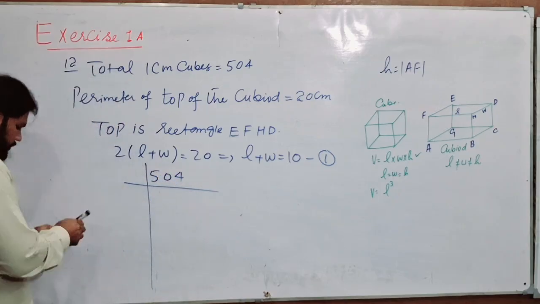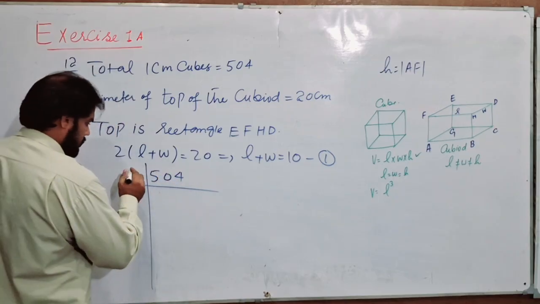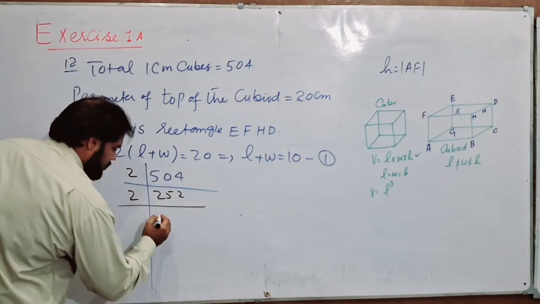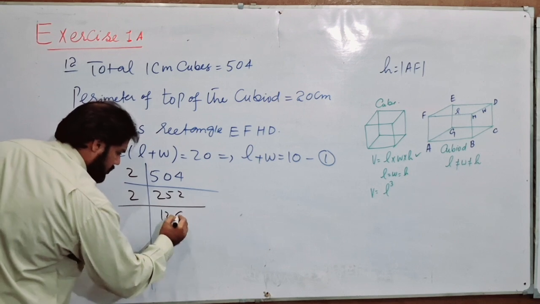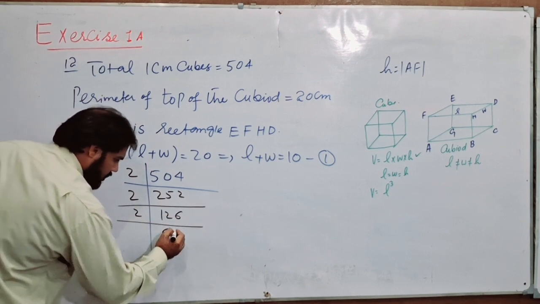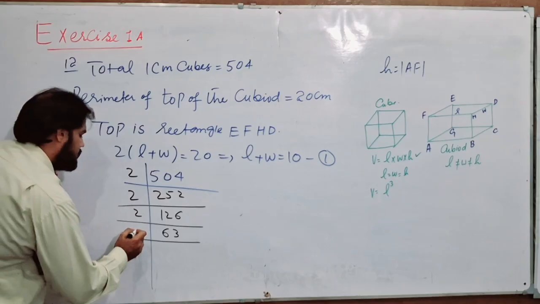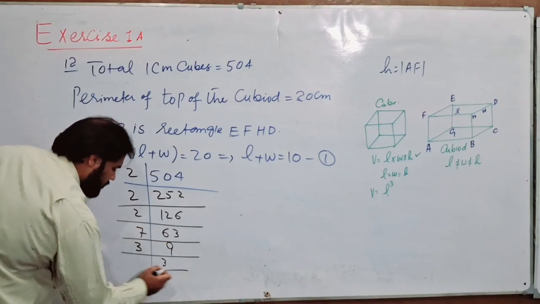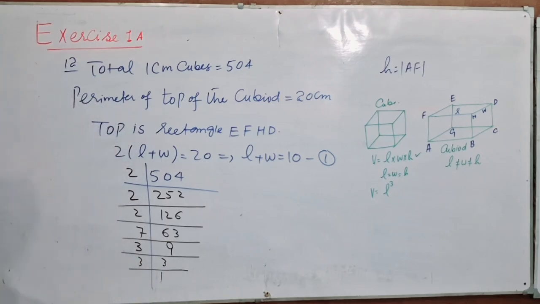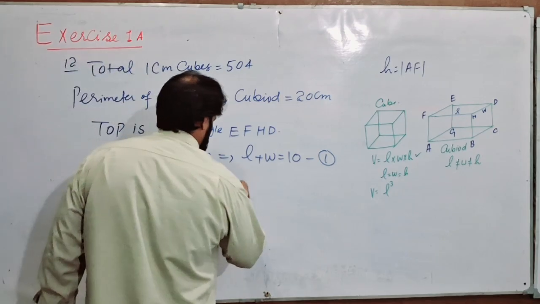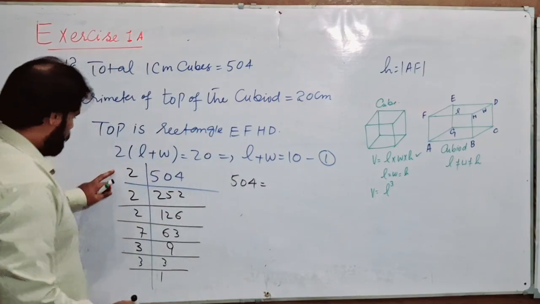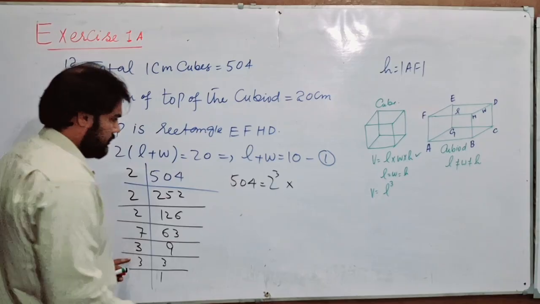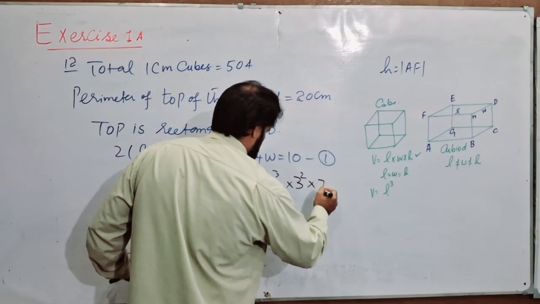504. 2 fours are 8... 2 sixes are 12, 2 threes are 6, 7 nines are 63, 3 threes are 9, 3 ones are 3. So the prime factorization of 504 is: 2 appears 3 times, so this is 2 cube; 3 appears 2 times, this is 3 square; and 7 appears 1 time.